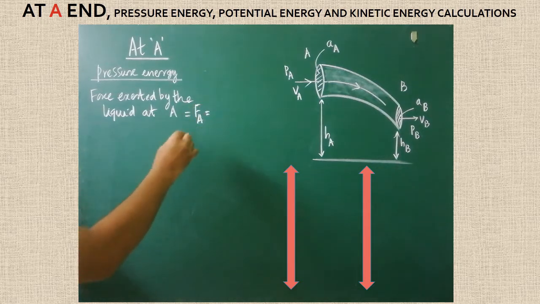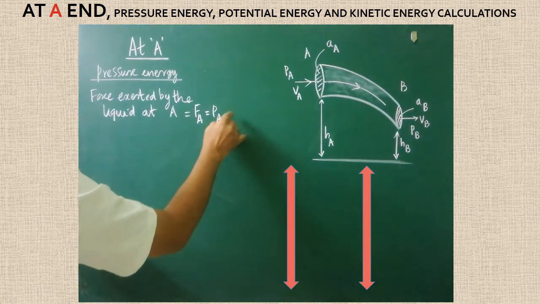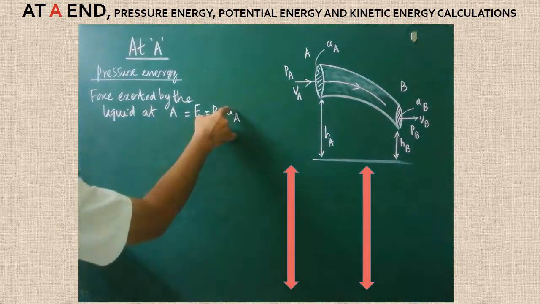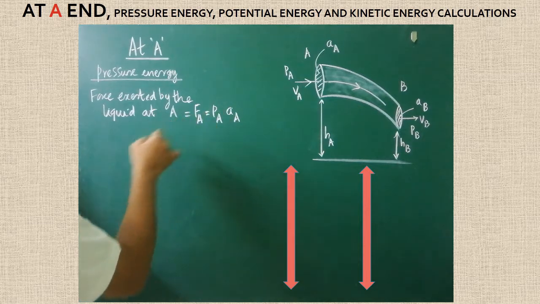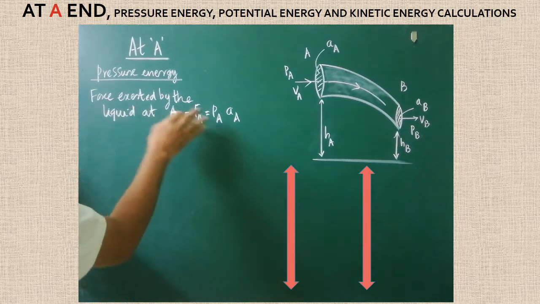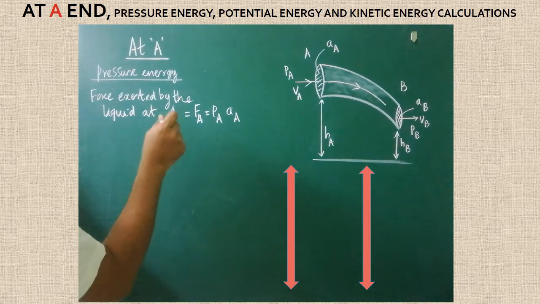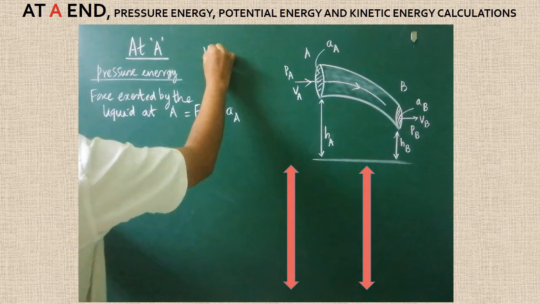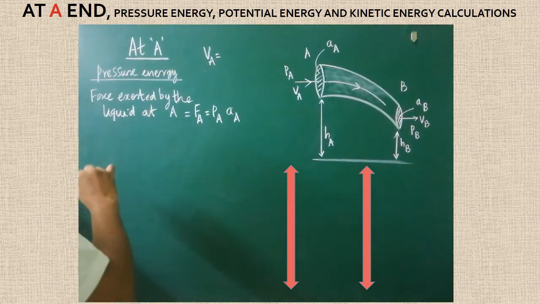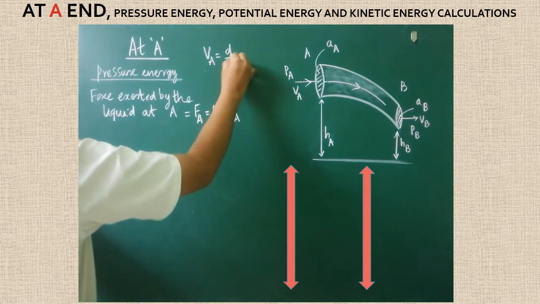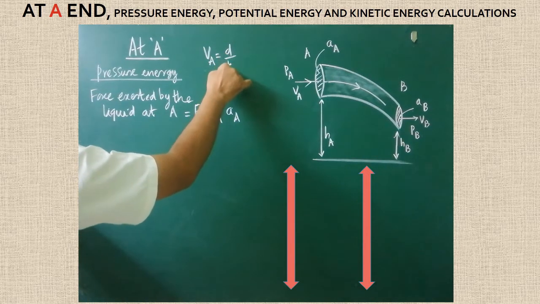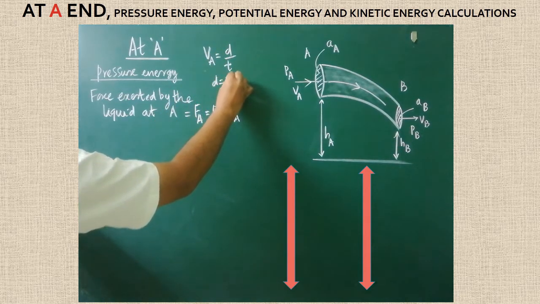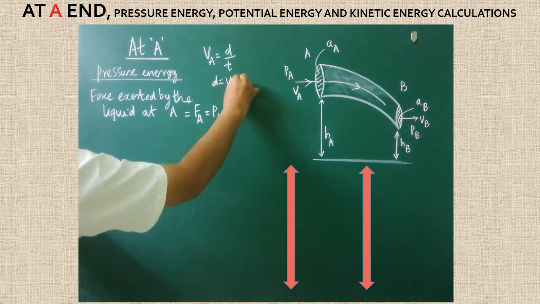What is the formula? Pressure at A is to be multiplied with the area of cross section. Are you clear? Pressure is equal to force per area. Therefore, FA is equal to PA into AA. Okay, so force is calculated. Now we have to calculate the distance traveled by the liquid in time T. For that we need the formula: velocity at A, VA, is equal to distance divided by time. So how to calculate the distance? D is equal to VA into T.